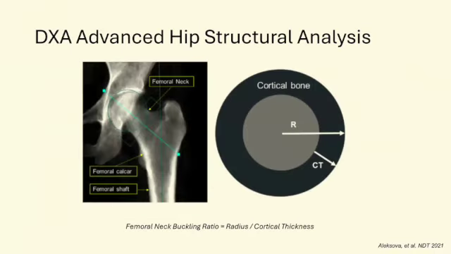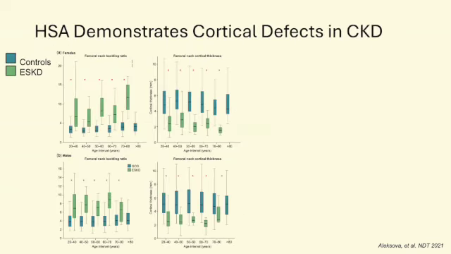I'm actually more interested in DEXA hip structural analysis. And I think that this is an interesting tool because it does give us some information about cortical bone. And if CKD is a disease of the cortex, then maybe HSA will tell us something about it, since it can give us femoral neck buckling ratio. And maybe that's going to be more helpful for predicting a fracture or as a biomarker of bone strength in CKD. What data do we have?